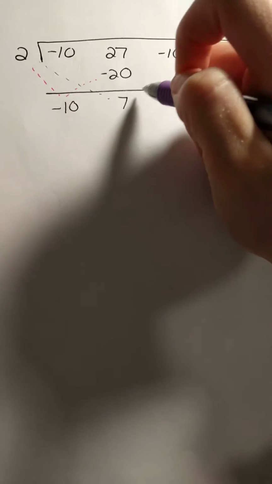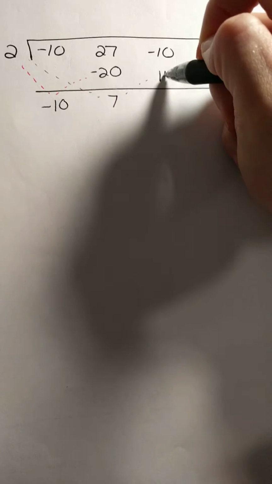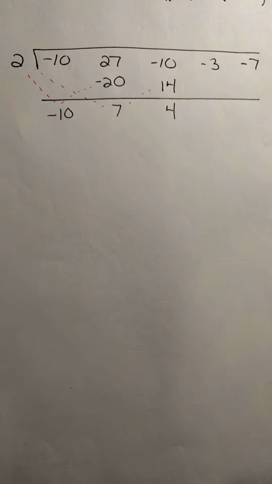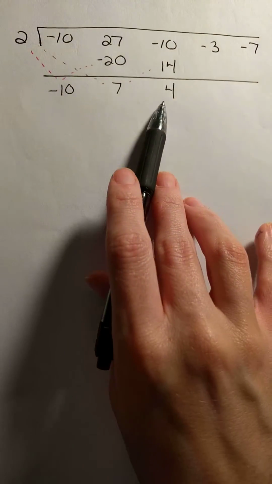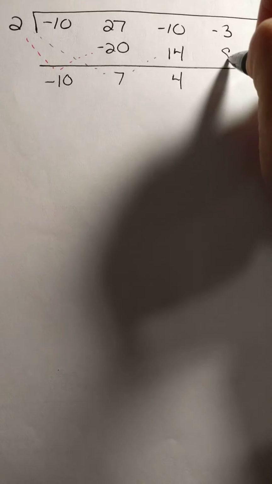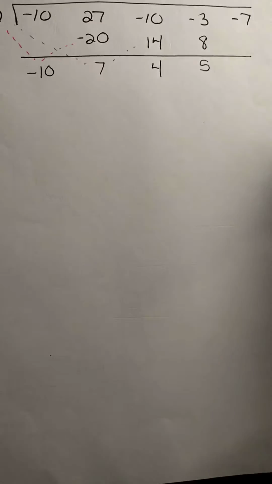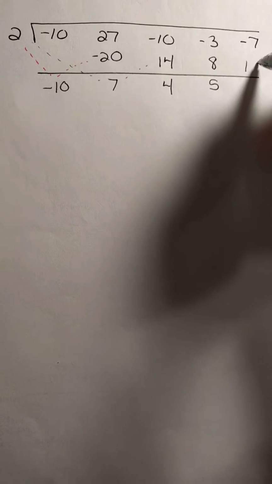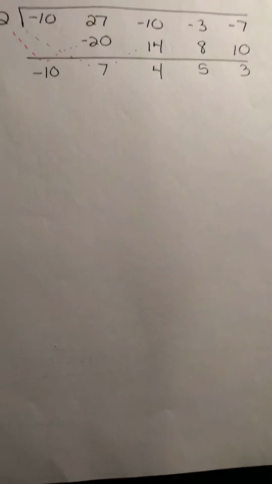Repeating this process, we're going to take the 2, multiply that by the 7, write our product directly below the negative 10. So 2 times 7 is 14. Negative 10 plus 14 is 4. 2 more times through. We're going to take that 2, multiply it by the 4 to give us 8. Negative 3 plus 8 is 5. And one last time, 2 times 5 is 10. Negative 7 plus 10 is 3.